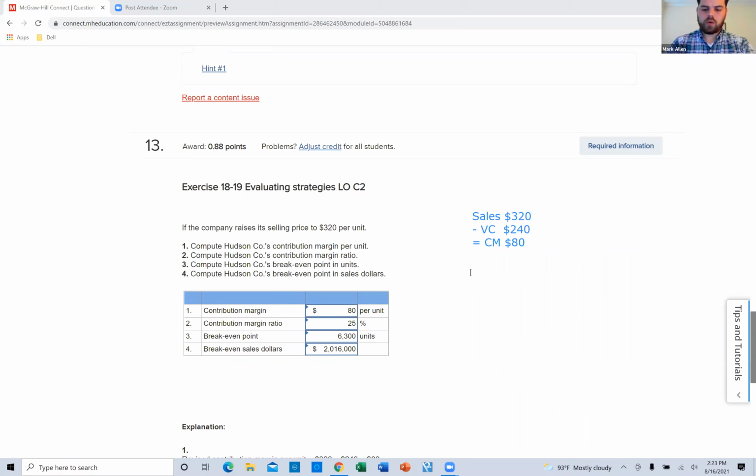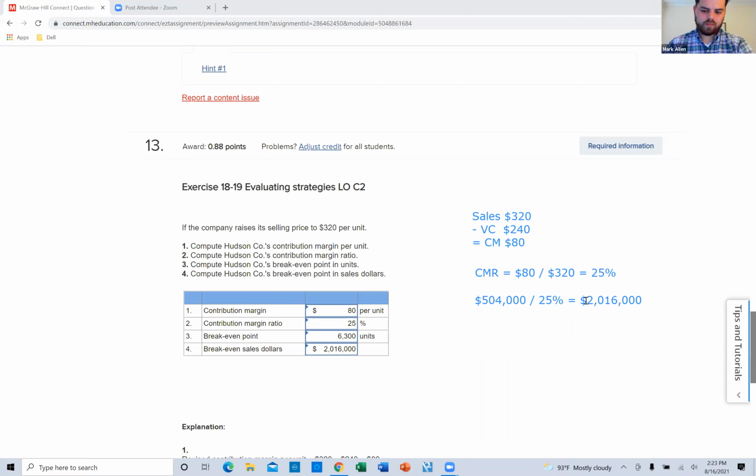Well, now contribution margin ratio will equal that $80 divided by the new sales price of $320, which is 25%. So 80 over 320 is the 25%. Next, we just need our break-even point, and that break-even point will be our total fixed cost. I didn't say anything about that changing. Divided by 25%, our new contribution margin ratio, and that's $2,016,000.